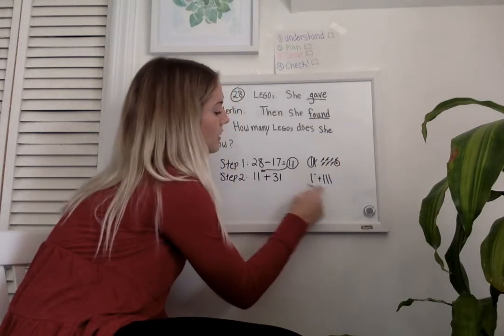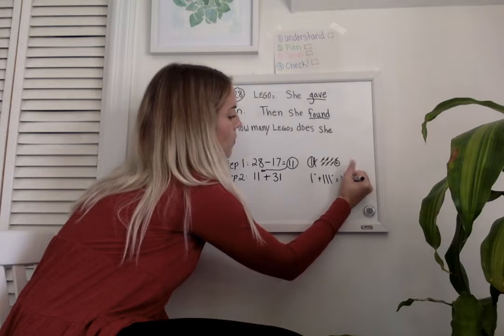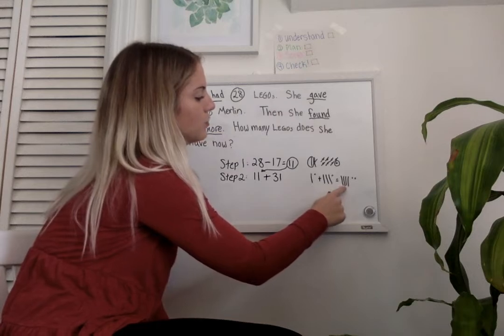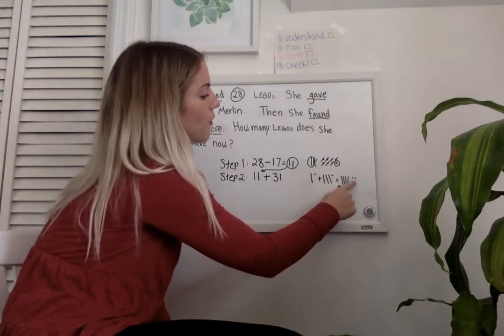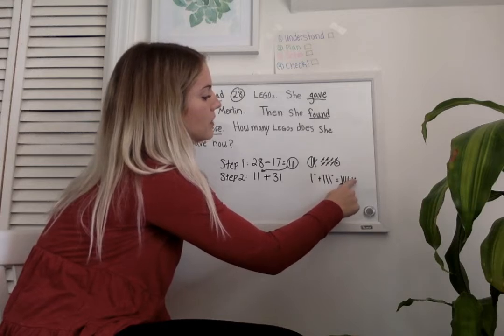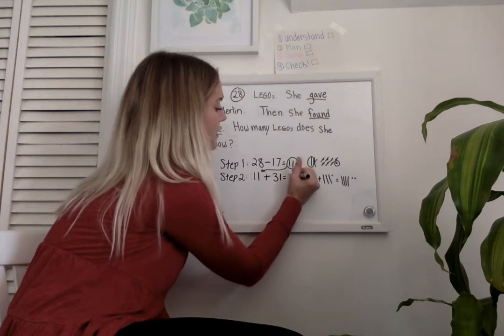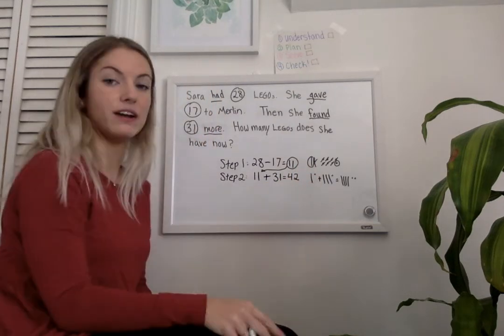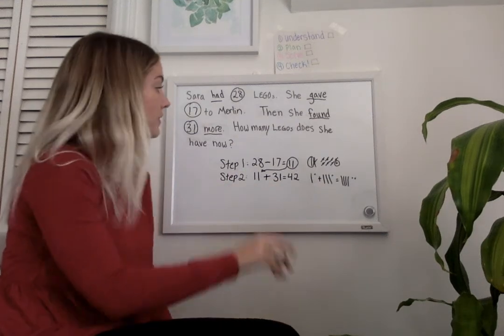That's 3 longs plus another 1 cube. And that equals 4 longs and 2 cubes. And if we count that, we have 10, 20, 30, 40. So 40 plus 1, 2, 42. 11 plus 31 equals 42. And that is our final answer. But we need to check our work.